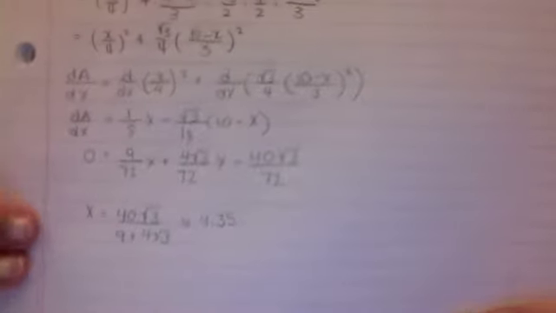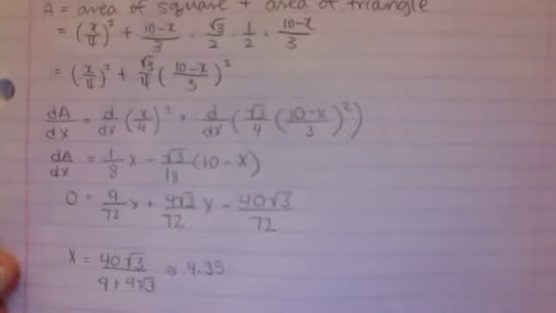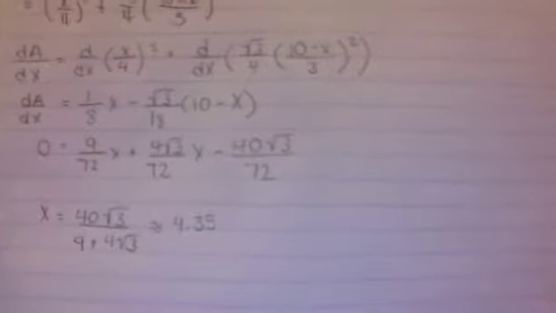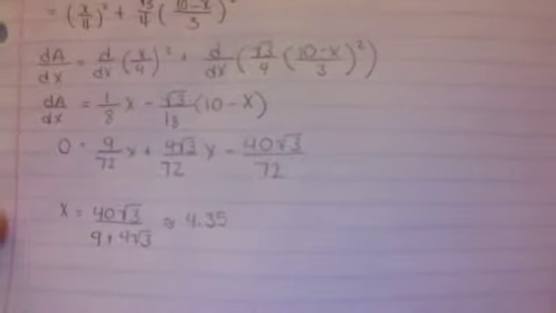So x, as a result, is 40 times the square root of 3 over 9 plus 4 times the square root of 3, which is roughly 4.35. Going back to the original equation of the area, we know that the domain of x is greater than or equal to 0 and less than or equal to 10, since the wire is 10 meters long. Therefore, it cannot exceed 10 meters and cannot be less than 0. Knowing that, 0 and 10 must be the two endpoints.